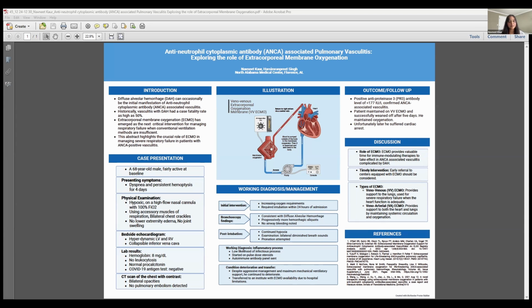The second big thing that I learned is that if you're in a community hospital and you don't have the facility, we need to transfer the patient early because every patient deserves the best care. So early referral should be considered.